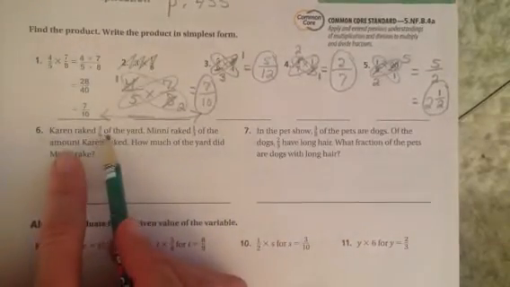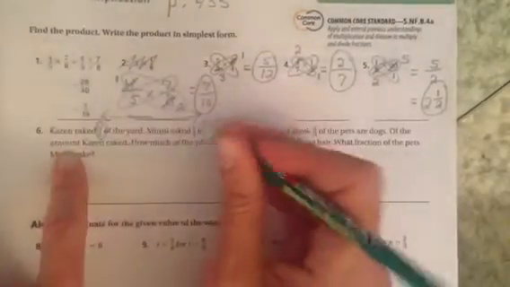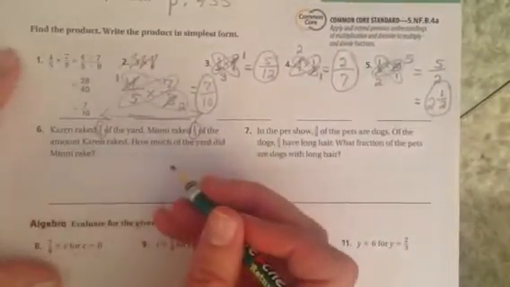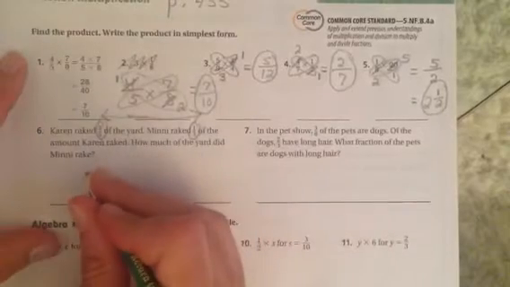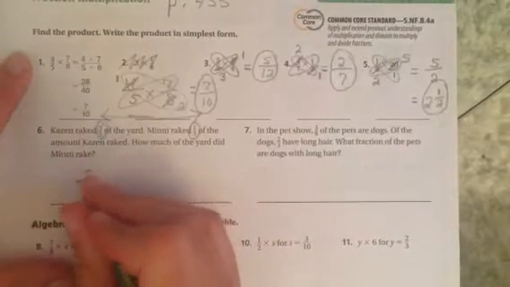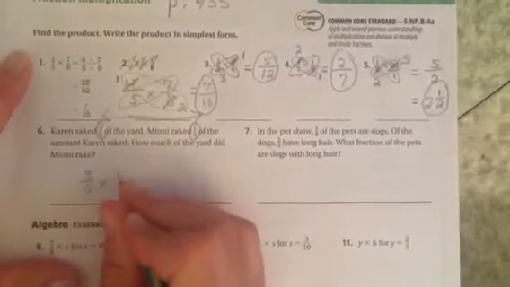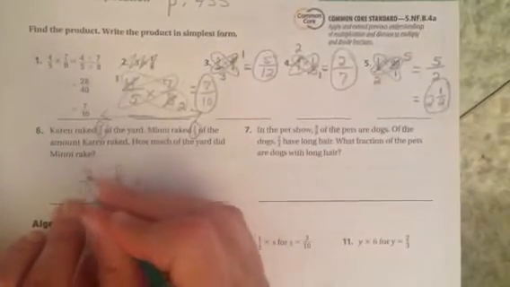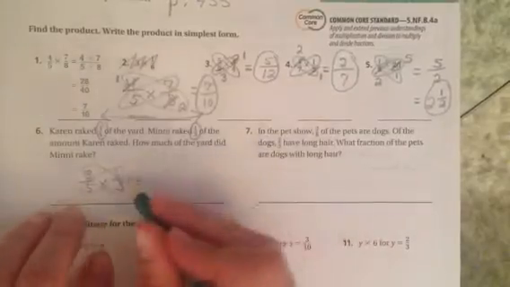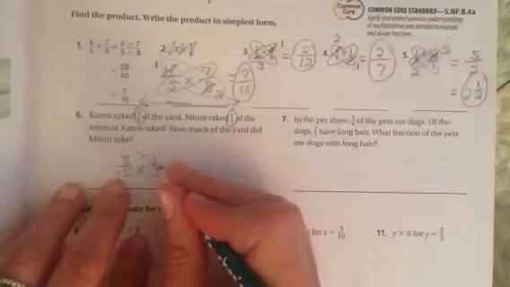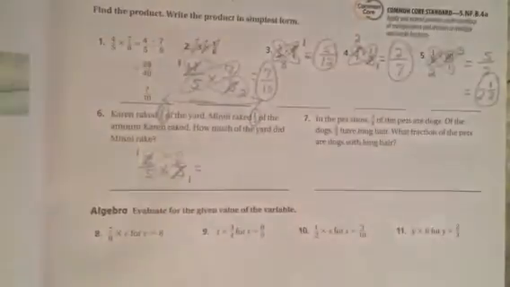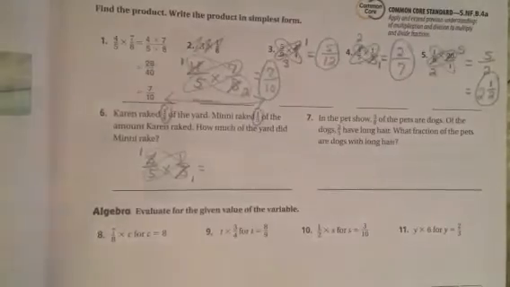Okay, Karen raked 3/5 of the yard. Minnie raked 1/3 of the amount Karen raked. How much of the yard did Minnie rake? So we're going to set this up. 3/5 times 1/3. So again, you can either multiply straight across or you can cross simplify. 1 and 5, we can't simplify those, but 3 and 3 can both be divided by 3. Like I said, they kind of cancel each other out whenever you see the same number.